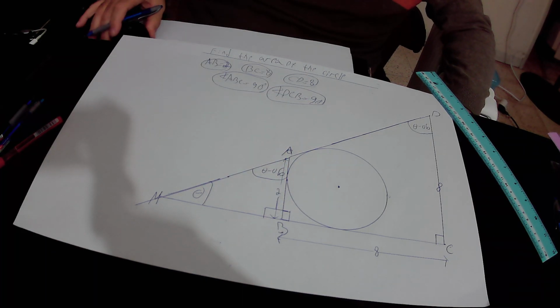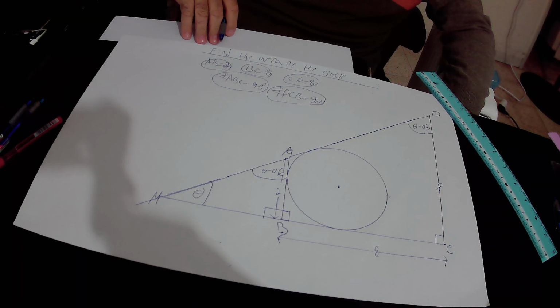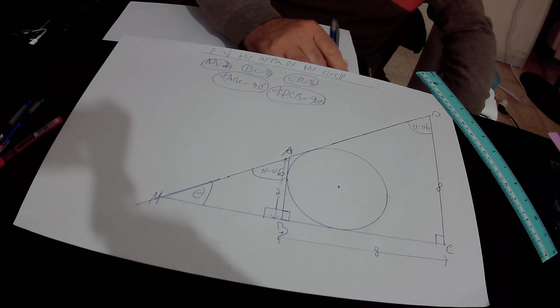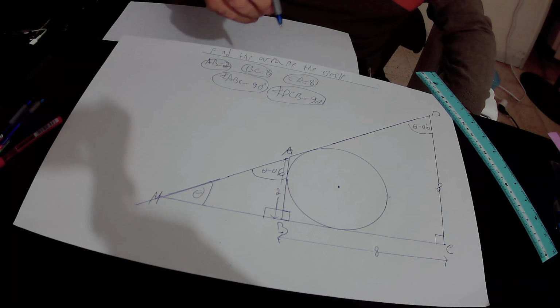So I write it down. The big right triangle MDC is similar to the small right triangle AMB.